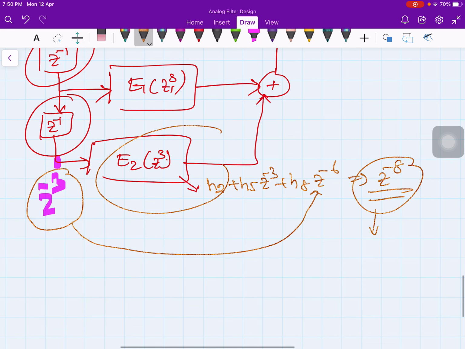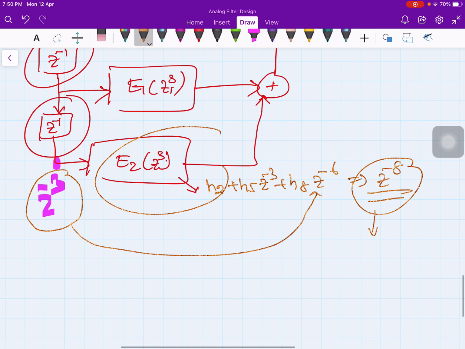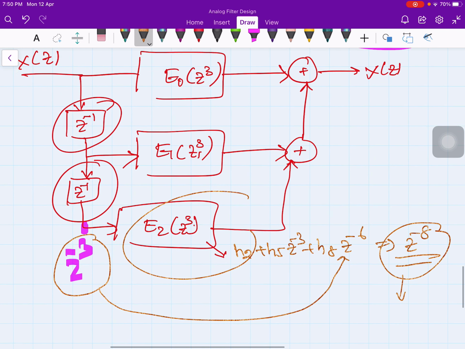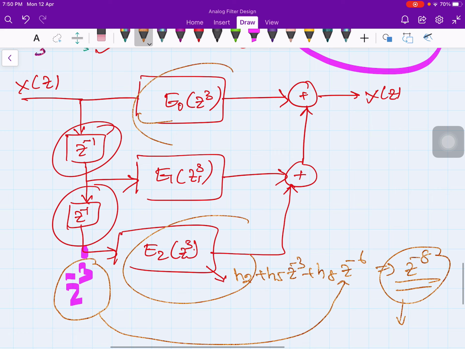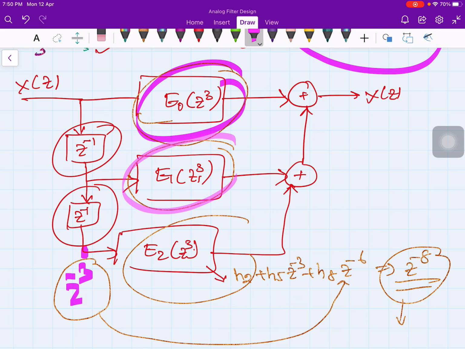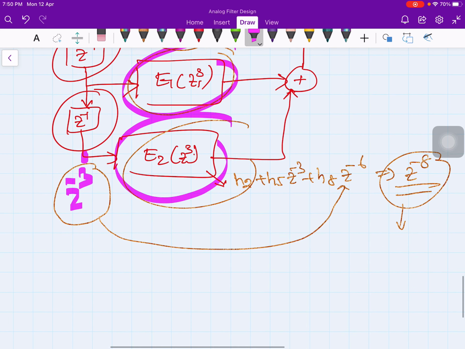However, the number of delays can still be kept at 8 for this structure by sharing the delays. Okay, you can share the delays from this path, share the delays from this path, like that. If you share the delays from different parallel paths, then you can reduce the number of delays.